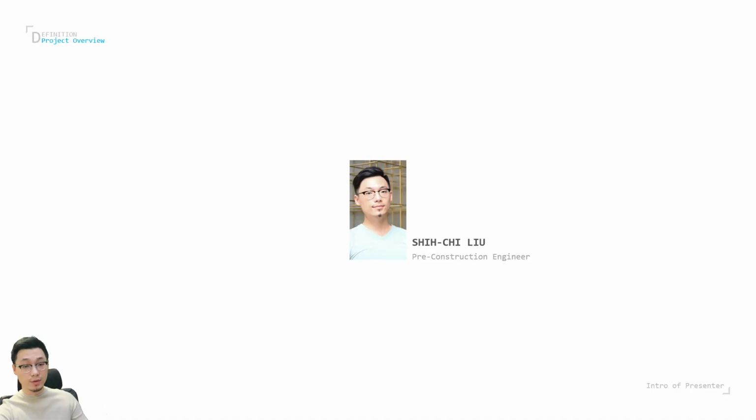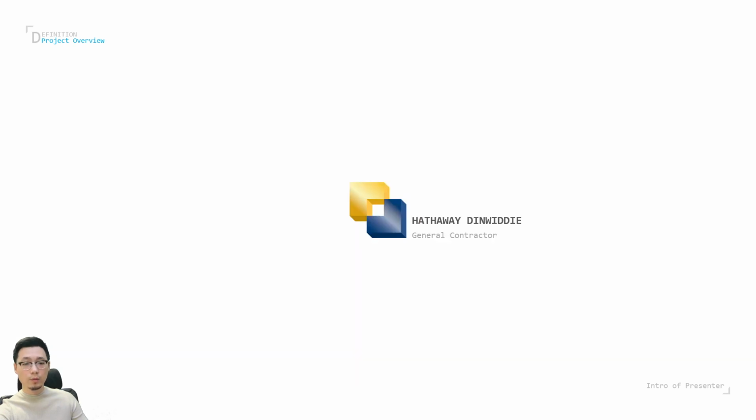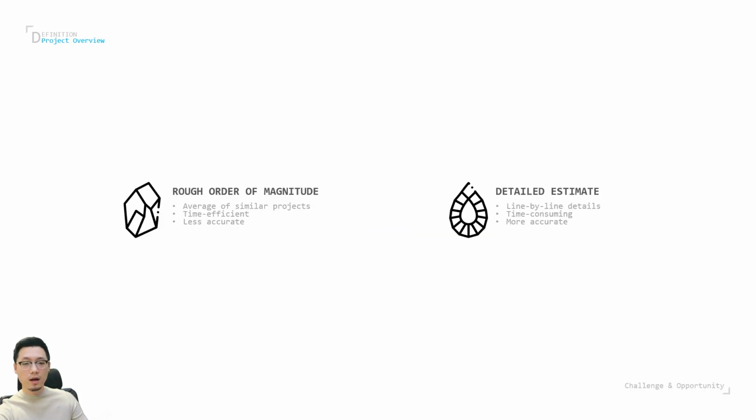Here I am, your presenter, Shih-Chi Liu. I'm a pre-construction engineer working with Hathaway Dinwiddie Construction Company, one of the largest general contractors in California. As a pre-construction engineer, my main job is construction cost estimating. There are 2 major estimating approaches in the industry. The first one is rough order of magnitude, ROM.